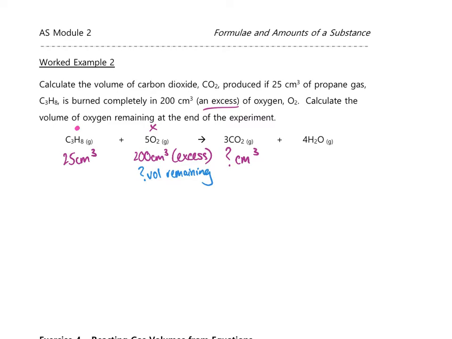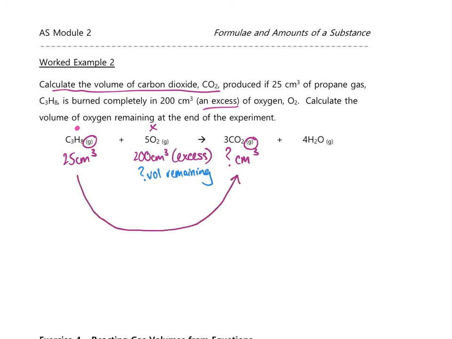So for this first part of the question, calculate the volume of carbon dioxide produced, then what we use is the volume of propane. So again, as we have just seen, because we're working with gases, propane is a gas and carbon dioxide, what I'm trying to work out, is a gas. I can just use the ratio with my volumes. I don't need to convert to moles first. So let's have a look at our ratio of propane.